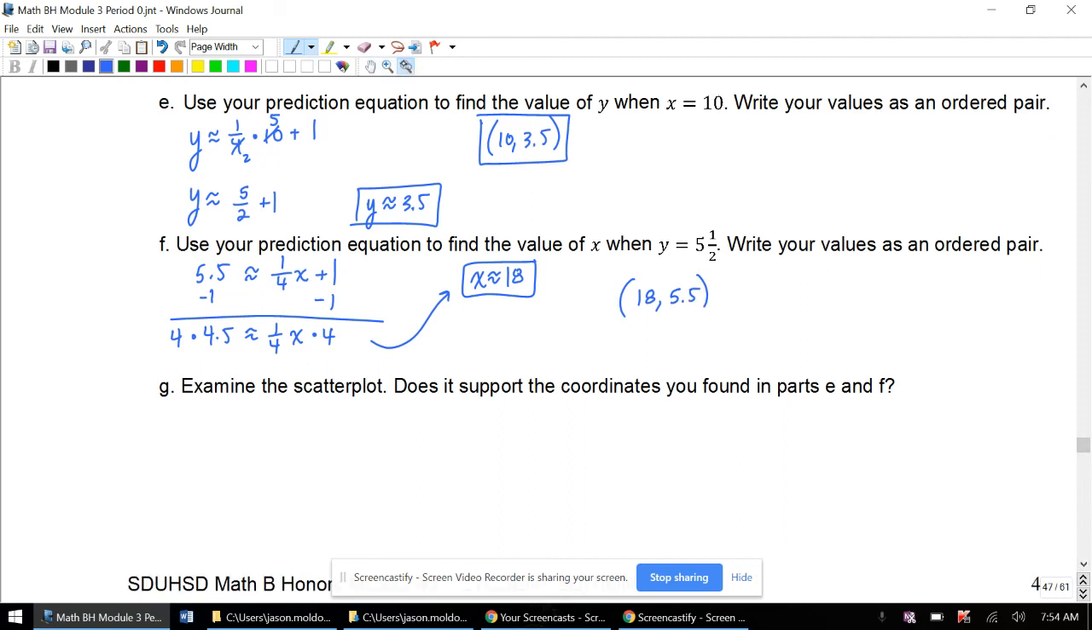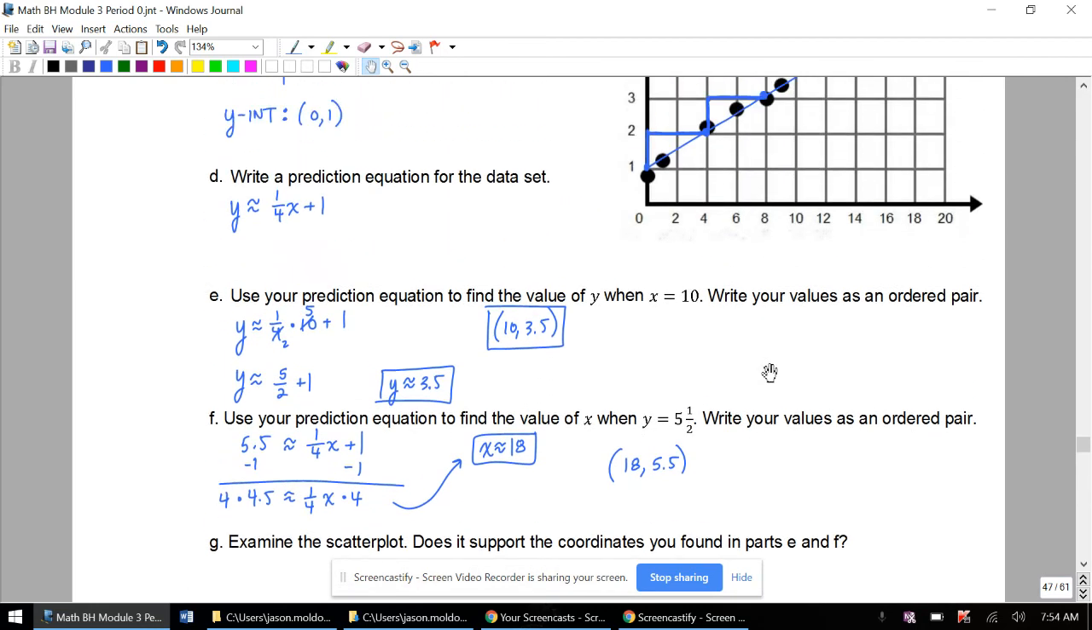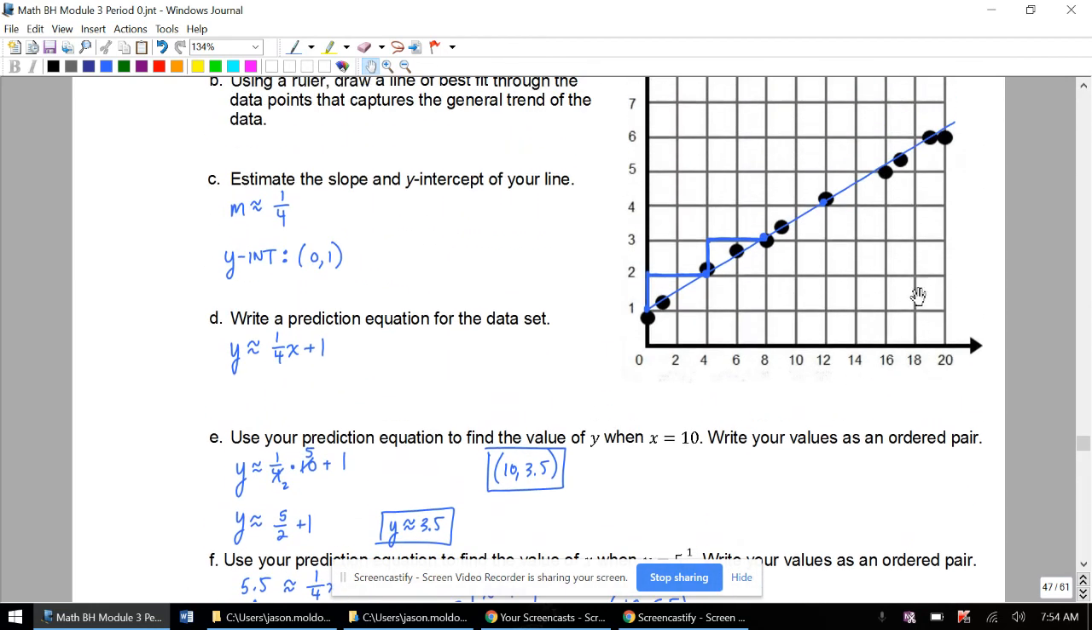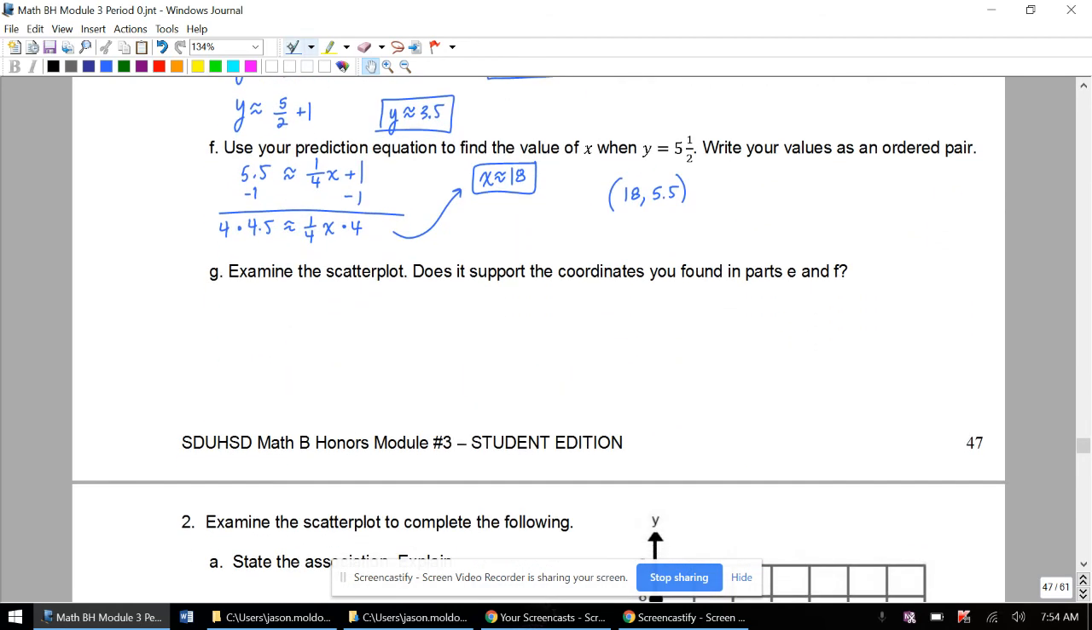And if we go back up to our graph and analyze these points, (18, 5.5) looks pretty close with our line of best fit and with the data set. And it asks us, does this check out? And we'll put yes. The scatter plot supports these answers.